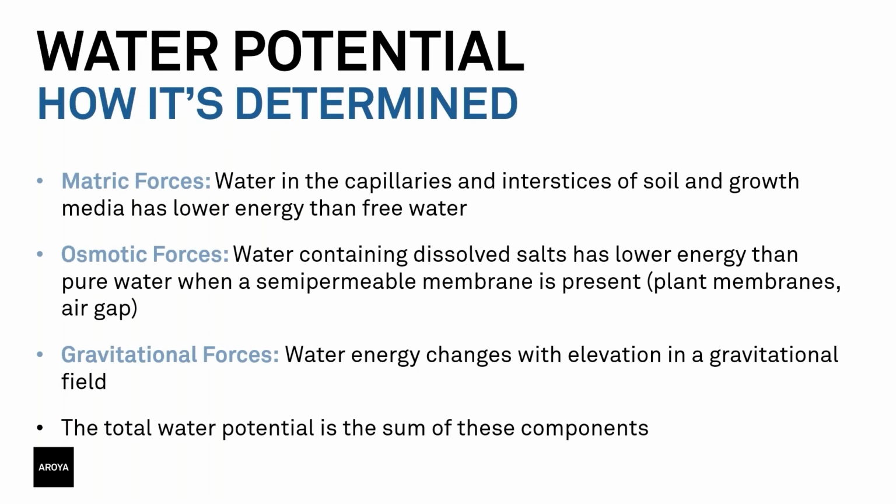So what determines the water potential in the plant or in the growth medium? A number of factors could influence the water potential, but the three most important are the ones that I show here. The matrix potential of a substrate or soil is a measure of how tightly water is absorbed on particle surfaces or held in capillaries or interstices. If we put the end of a dry sponge in a shallow dish of water, the water will move up the sponge. Matrix forces in the sponge are pulling the water up against the force of gravity.